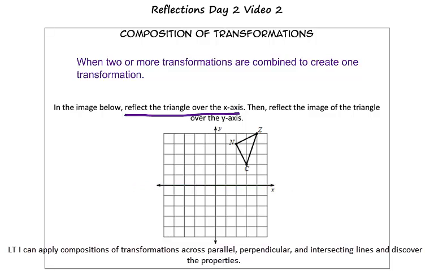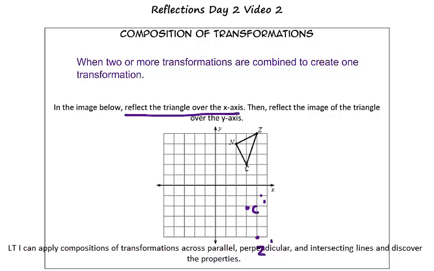So starting with, let's say, point C. Point C is 2 units above the x-axis. So therefore, it should be 2 units below the x-axis for the image. So this is our point C prime. Now we've got also point Z. Point Z is 1, 2, 3, 4, 5 units above the x-axis. So it should be 1, 2, 3, 4, 5 units below the x-axis. So Z prime would go there.